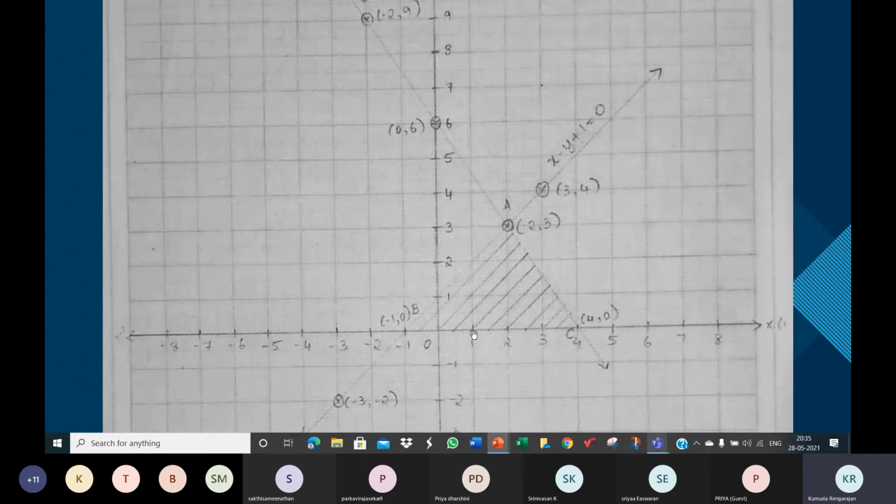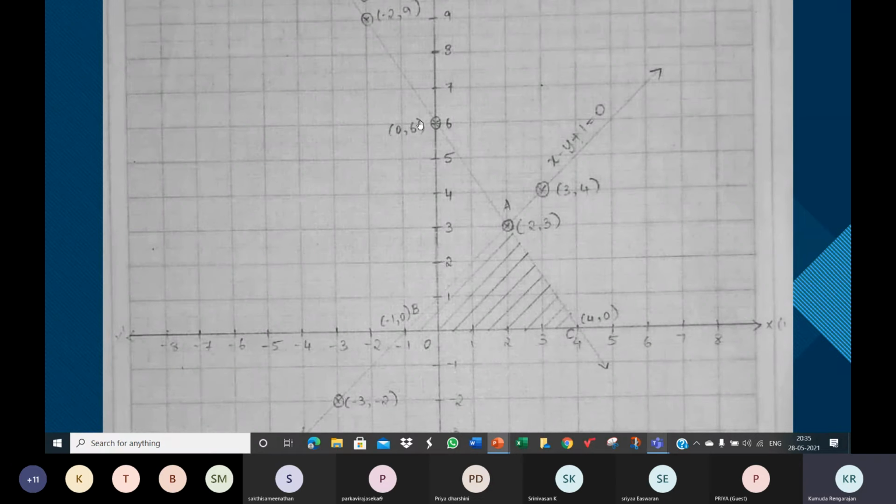See, like this point is (1, 0). This is (2, 0), (3, 0), (4, 0). Every point on the x-axis has its y coordinate as 0. What about the address of this point? (-7, 0). The y coordinate is 0. y is equal to 0 is the equation of the x-axis itself.